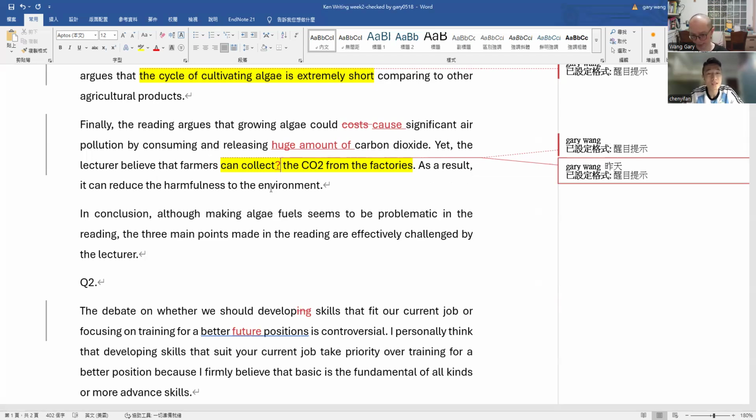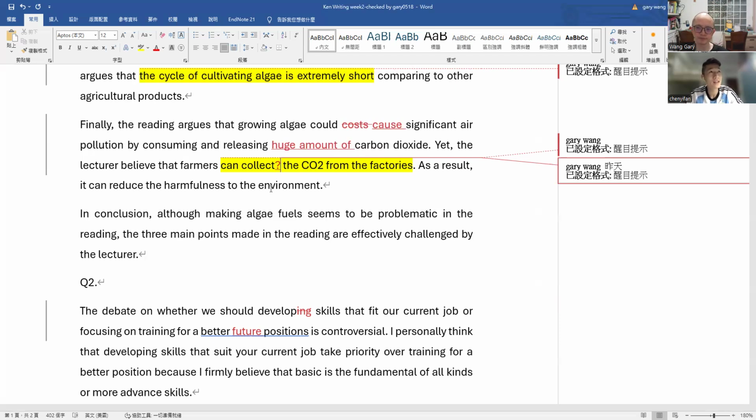Because when you say collect, it's like, oh, I've got some kind of machine. A long time ago, I watched a video, and the video said that in Africa, some people invented a machine. You just put the machine in the air, and the machine will collect the humidity in the air and produce water. So I think that is collect, but I'm not sure. When you use collect here, do you mean they have some kind of machine or not?